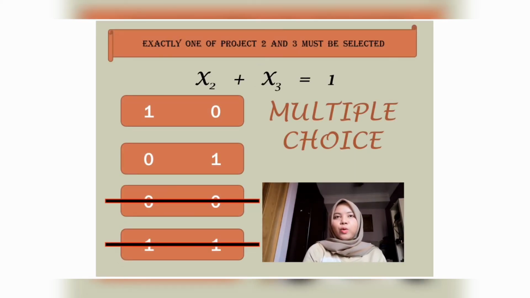Exactly one of project 2 and 3 must be selected. This is actually a case in which we are forced to choose one of project 2 and project 3. So we write x2 plus x3 equal to 1. That is, we can have only project 2 or only project 3. We cannot have neither, and we cannot have both. This is often referred to as a multiple choice constraint. So you can think of it as a true-false question that you must answer before you proceed with the rest of an exam.